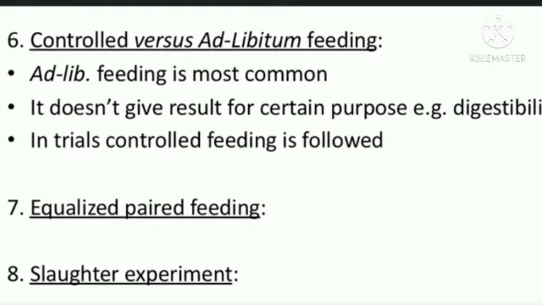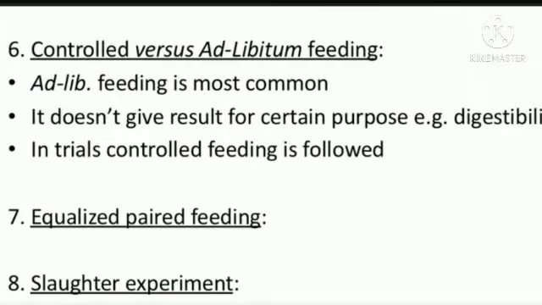In trials, controlled feeding is followed. So in any of the trials, we can go for controlled feeding of the animal. Equalized paired feeding: in this, what we do, we first prepare 2 groups, and both the groups are kept on the same feeding. That is the preliminary phase. In the preliminary phase, we keep the animals on the same feeding, and after the preliminary period, we feed them the test feed.